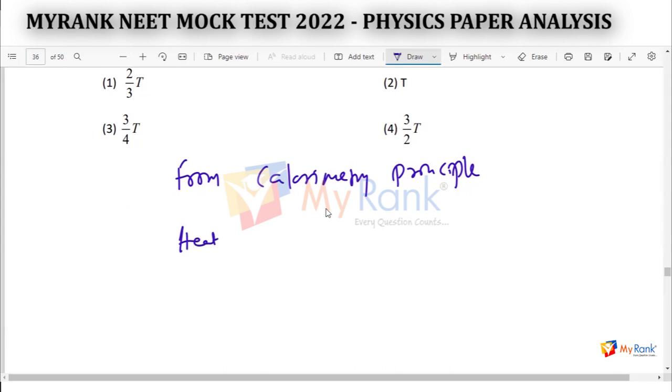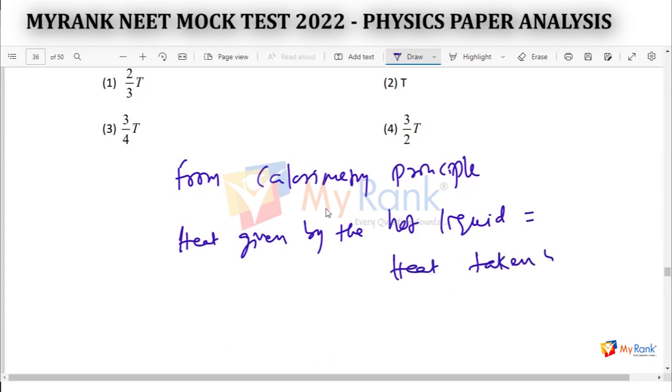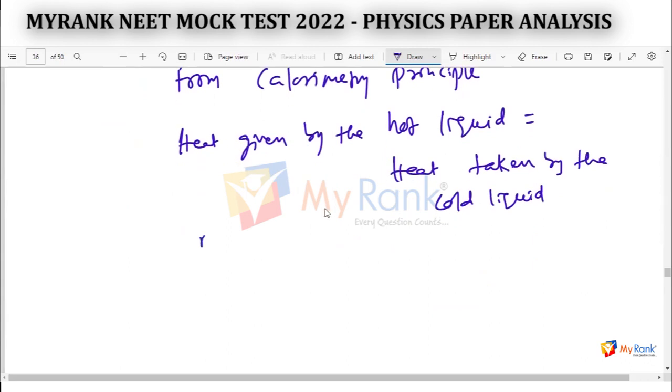So heat given by the hot liquid is equal to heat taken by the cold liquid. Therefore, you know that it is m s t. So m1 s1 (T1 minus T), where T is the common temperature, students, is equal to m2 s2 (common temperature minus lower temperature). T1 is the higher temperature, T is the common temperature, T2 is the lower temperature, students.